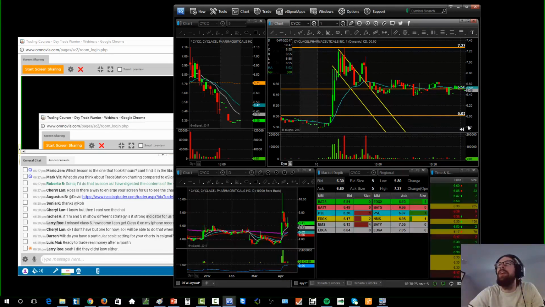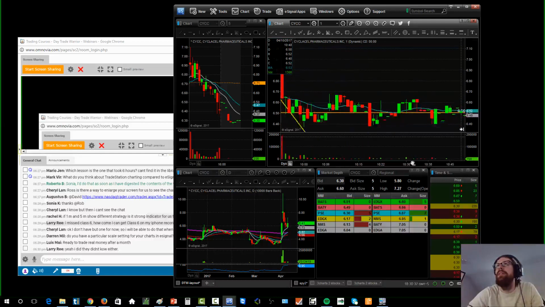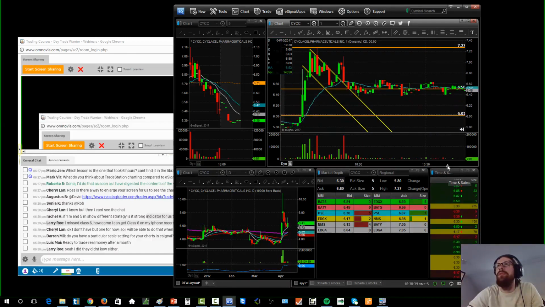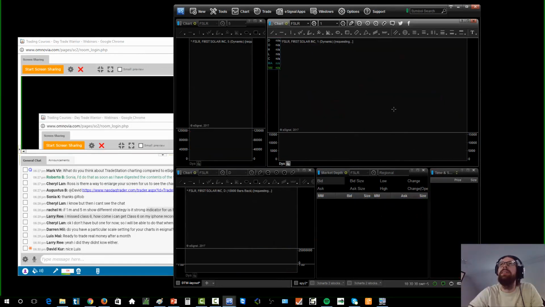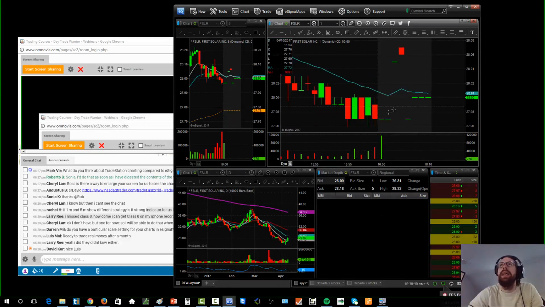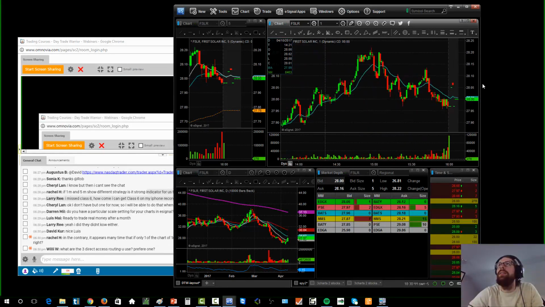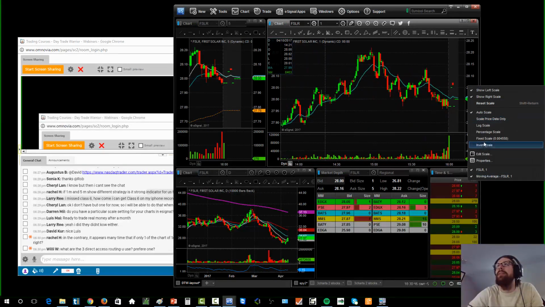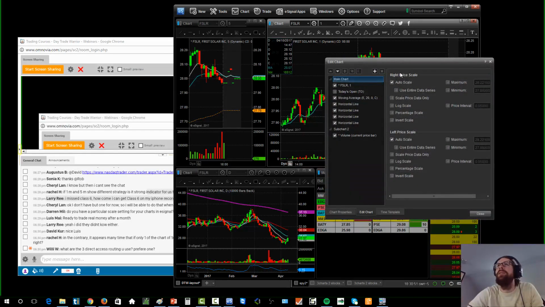I don't remember if I have a particular scale. I have it set, I guess, to auto scale. And I'm pretty sure if I zoom this in, it's going to keep that scaling. It's going to remember that that was my scale, which is nice. So I don't know if there's a setting for that. Edit scale. Let's see, auto scale, auto scale. That's about it.